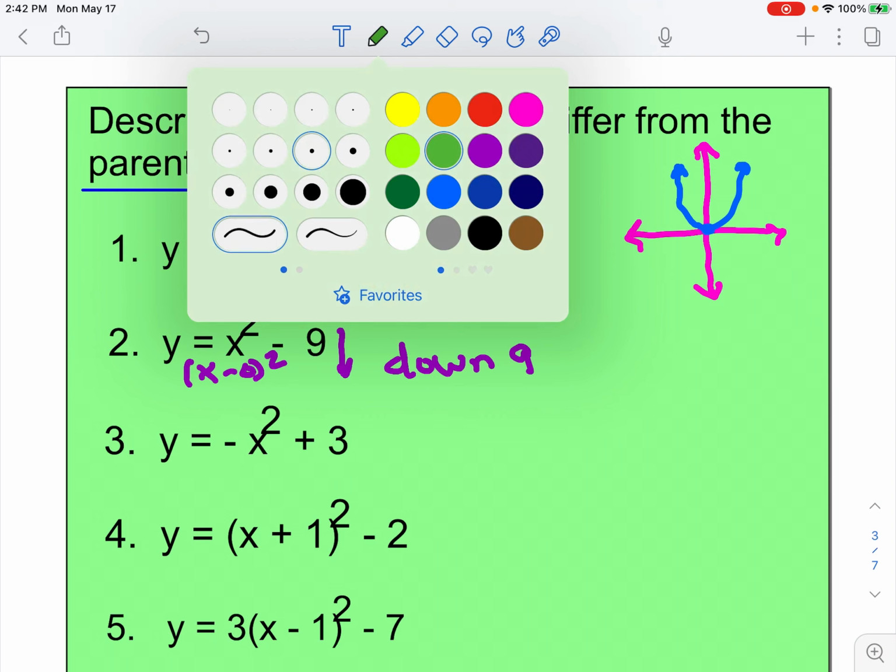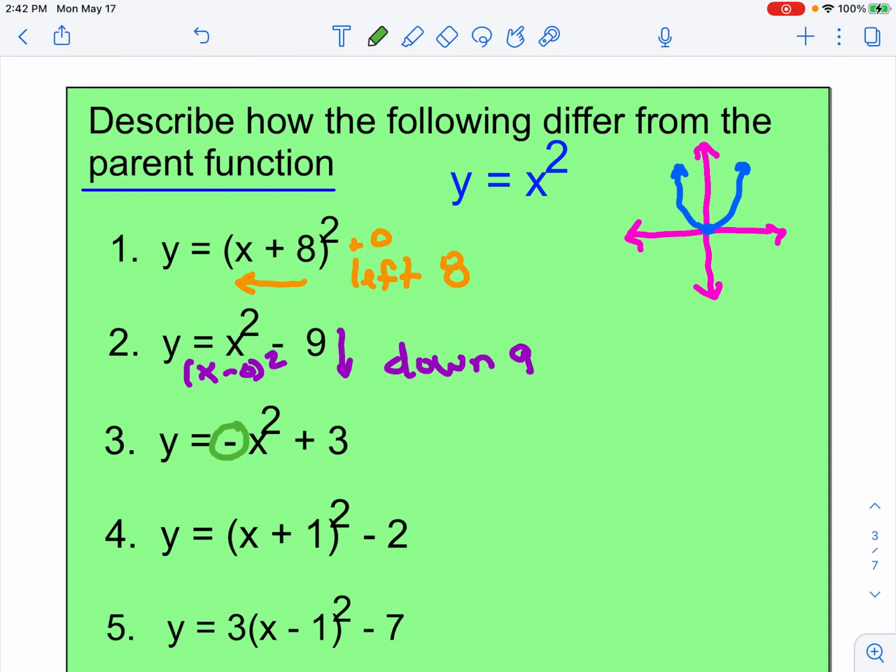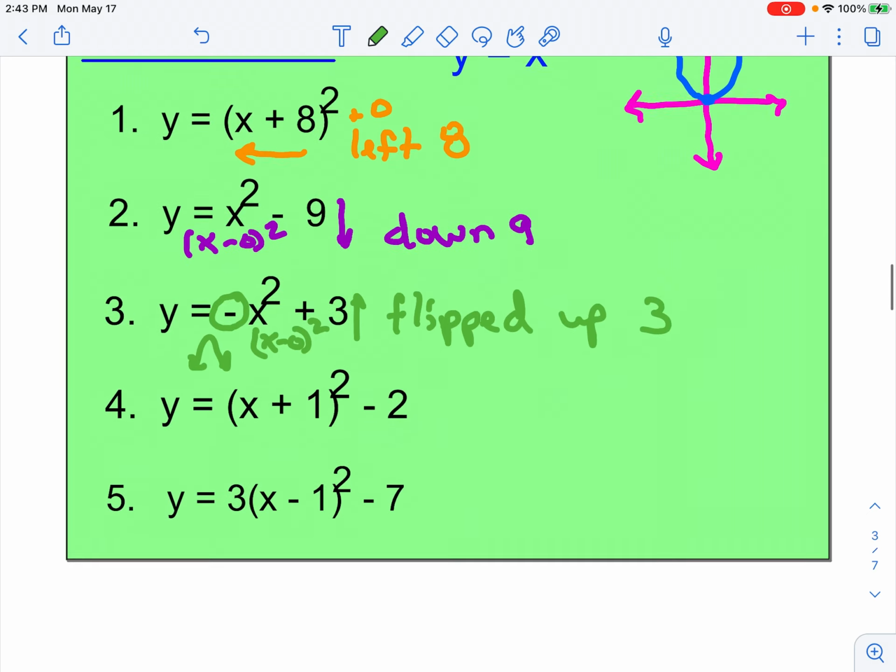In this next example, don't forget about this negative out in front. Always look for a negative. When there's a negative, it's going to flip it upside down. So this one's going to be flipped. There is no shifting left or right because there's no number inside the parenthesis. If there was, it would be 0. But the plus 3 moves it up 3.